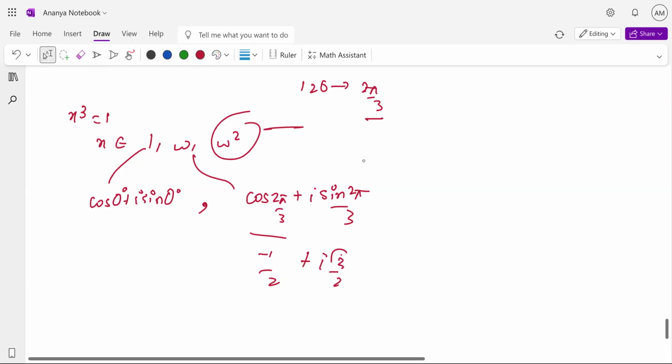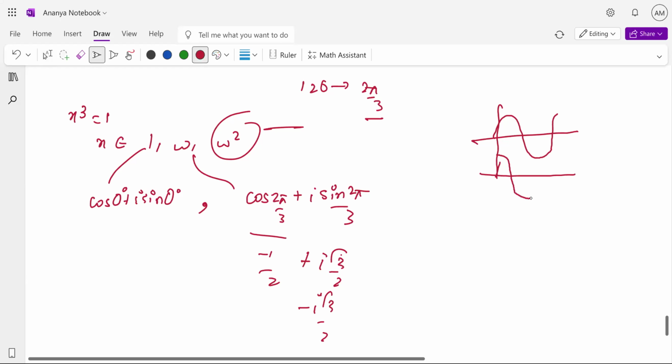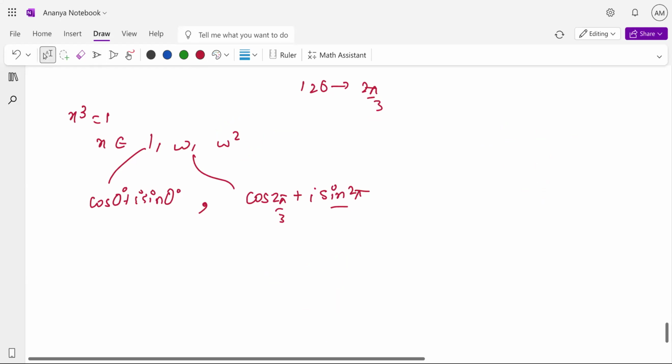In omega square, I have to take this as minus 1 by 2 and minus root 3 by 2. So where will I reach? Somewhere where both things are negative, somewhere around this region. You can see both things are negative here. I can multiply the angle by 2 and reach here directly. So if it is 2 pi by 3, the answer here will be 4 pi by 3. Is it clear? So it is cos 4 pi by 3 plus i times sine 4 pi by 3.